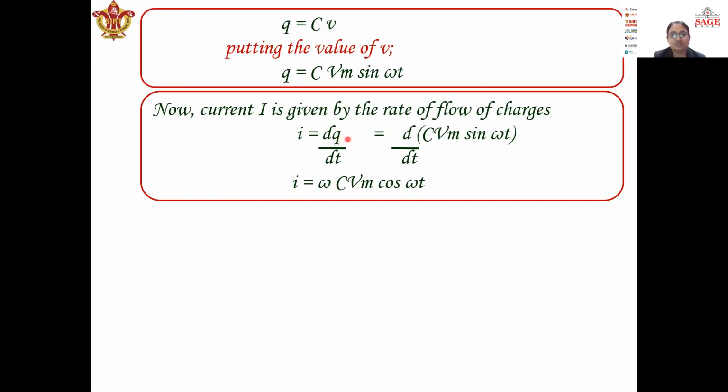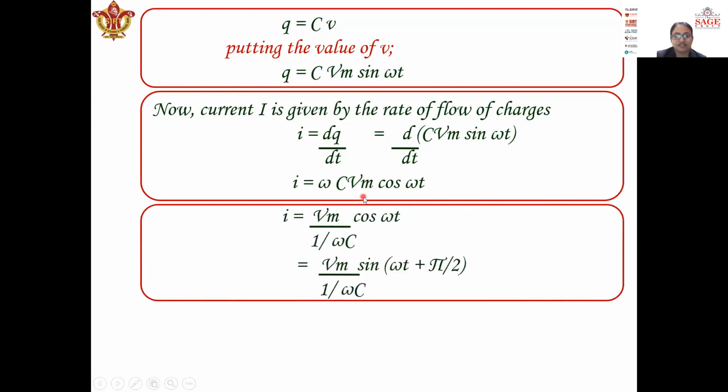So I is equal to dq by dt, and q we have already derived as C into Vm sin omega t. So d by dt of C into Vm sin omega t has been kept here. We need to differentiate it, right? When we differentiate it, Vm and C are constants, so they are kept outside. Now the differentiation of sin omega t is omega cos omega t, right? So omega cos omega t is here, and C and Vm are constants. So we have written it like this.